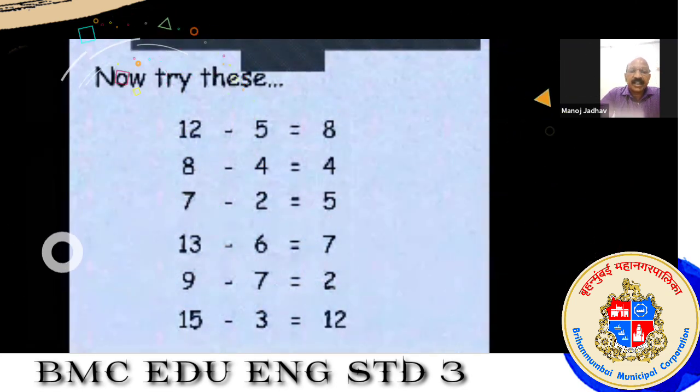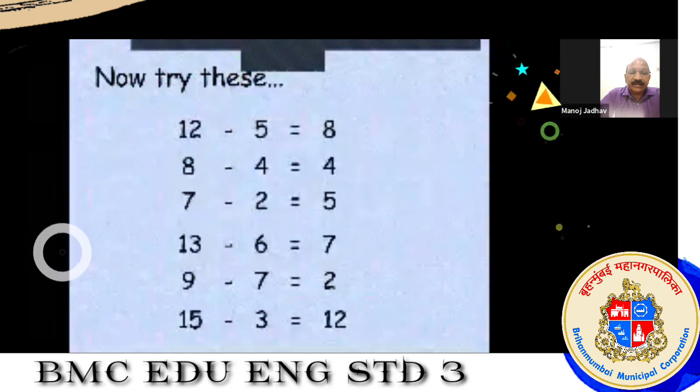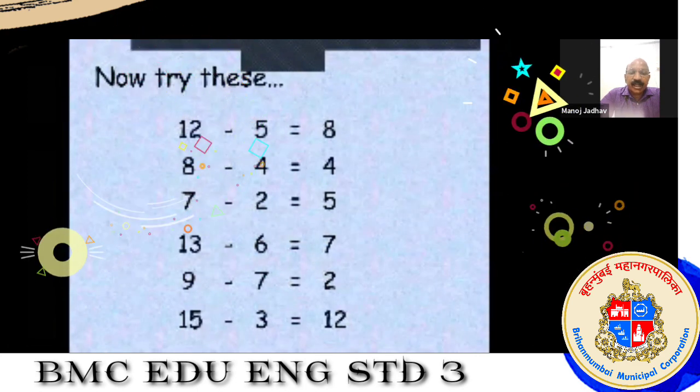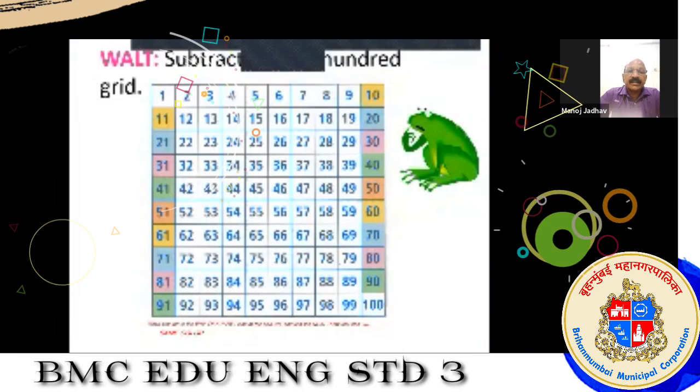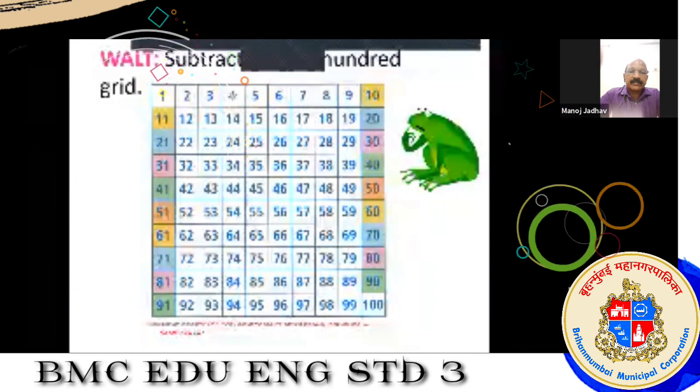Mohammed, answer this question. 15 minus 3, 12. Very good. Geeta, very good. Jamuna, very good. Now see some more problems. Let us see some more problems.